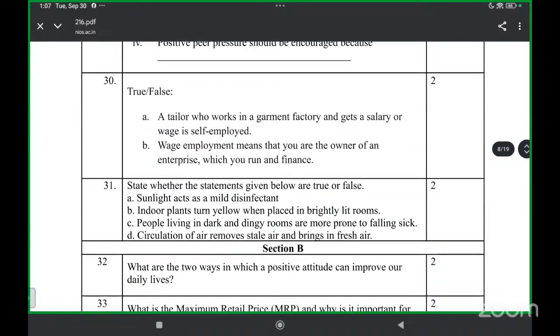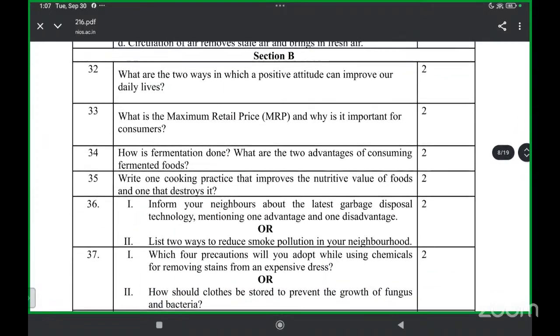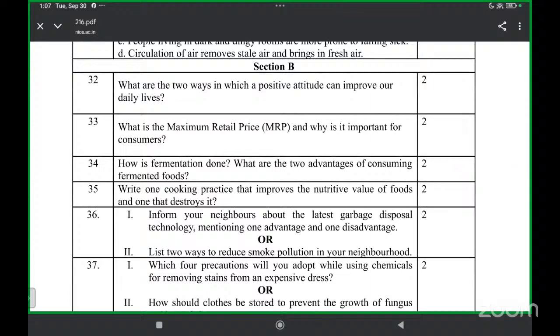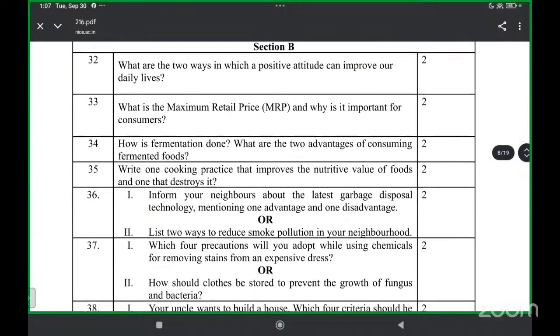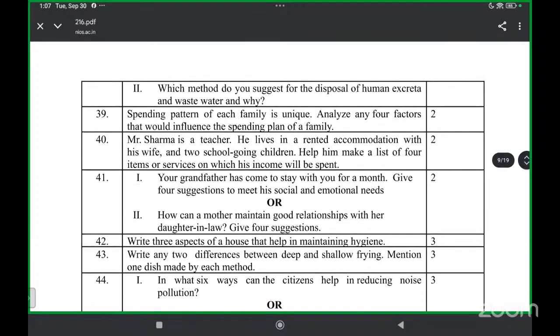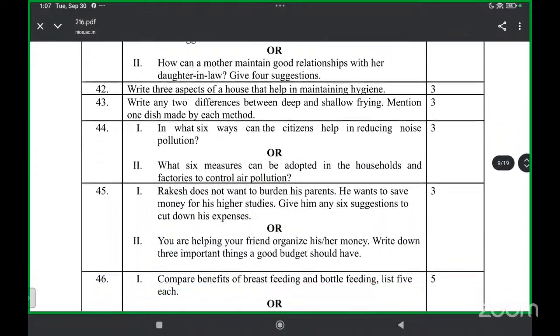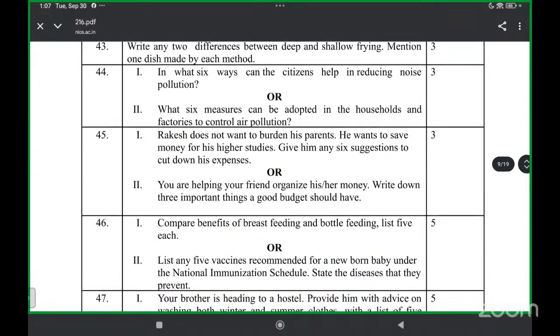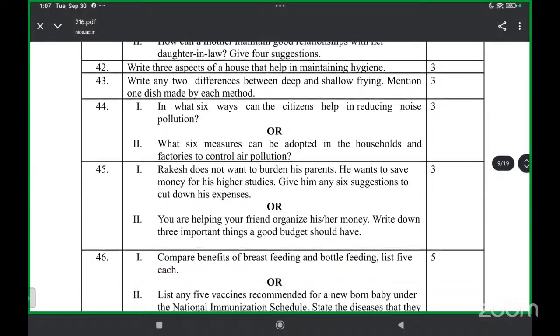Then section B, short questions, 2-mark questions. This is all short questions. Then look at question 39: spending pattern of each family is unique, analyze any 4 factors that would influence the spending plan of a family. We did this, right? Factors affecting the spending plan. So see, all the questions are there now.